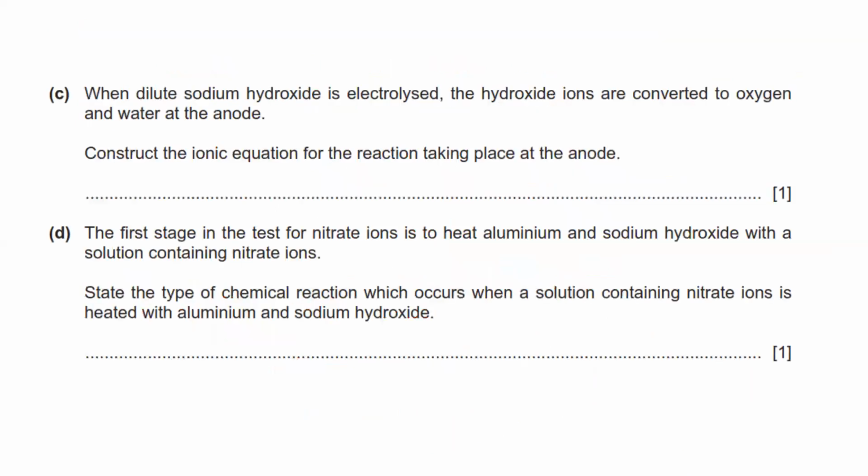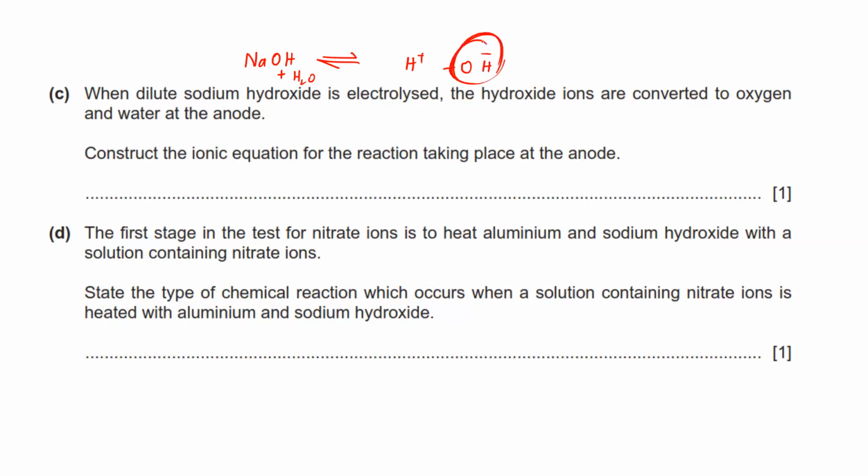Okay. So moving ahead in part C, it says when dilute sodium hydroxide is electrolyzed, the hydroxide ions are converted to oxygen and water at the anode. Write the ionic equation for this reaction taking place at the anode. So remember, at anode, sodium hydroxide is electrolyzed. NaOH, it's a reversible reaction. Again, plus H2O is also there. H positive plus OH negative.